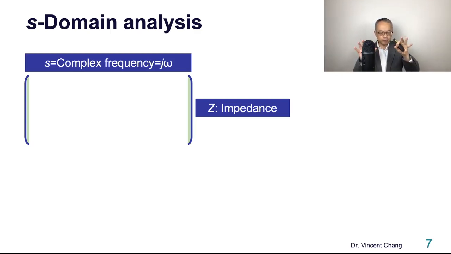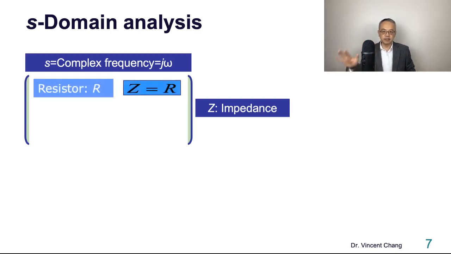So usually you can think about the passive components. The first one, the resistor. If it's a resistor, a real number, 1 kilo ohm, 2 kilo ohm, the impedance of the resistor is the resistance itself. The value of the impedance for a resistor is the value of the resistor. So just duplicate, just copy.